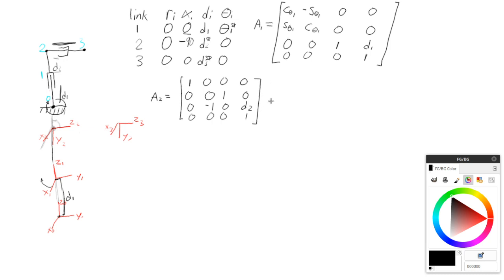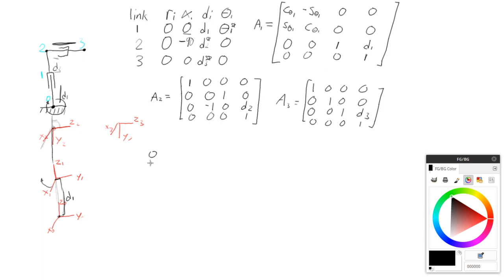And let's get our A3 as well. No surprise, it's going to look similar to this one. The only thing is we don't have a -90, we get a 0 in there. 1, 0, 0, 0, 0, 1, 0, 0, 0, 0, 1, d3, and 0, 0, 0, 1. Always end that way. All right, so we've got our 3 homogeneous transformation matrices. And the last thing is we want to get our final transformation matrix.